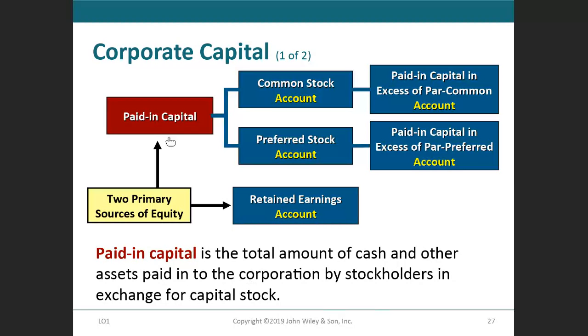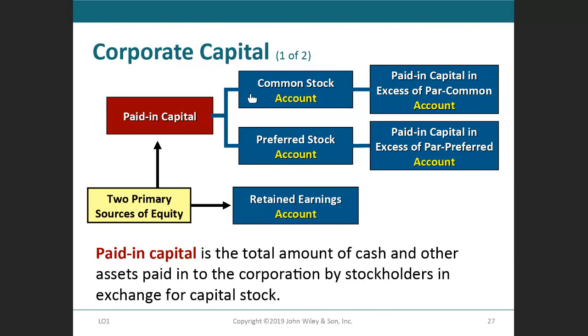You have two primary sources of equity. One is the paid-in capital, which is from the sale of stock. Now, you have two different types of stock, as you see here, common stock and preferred stock. We're going to talk about the preferred stock in a little while.